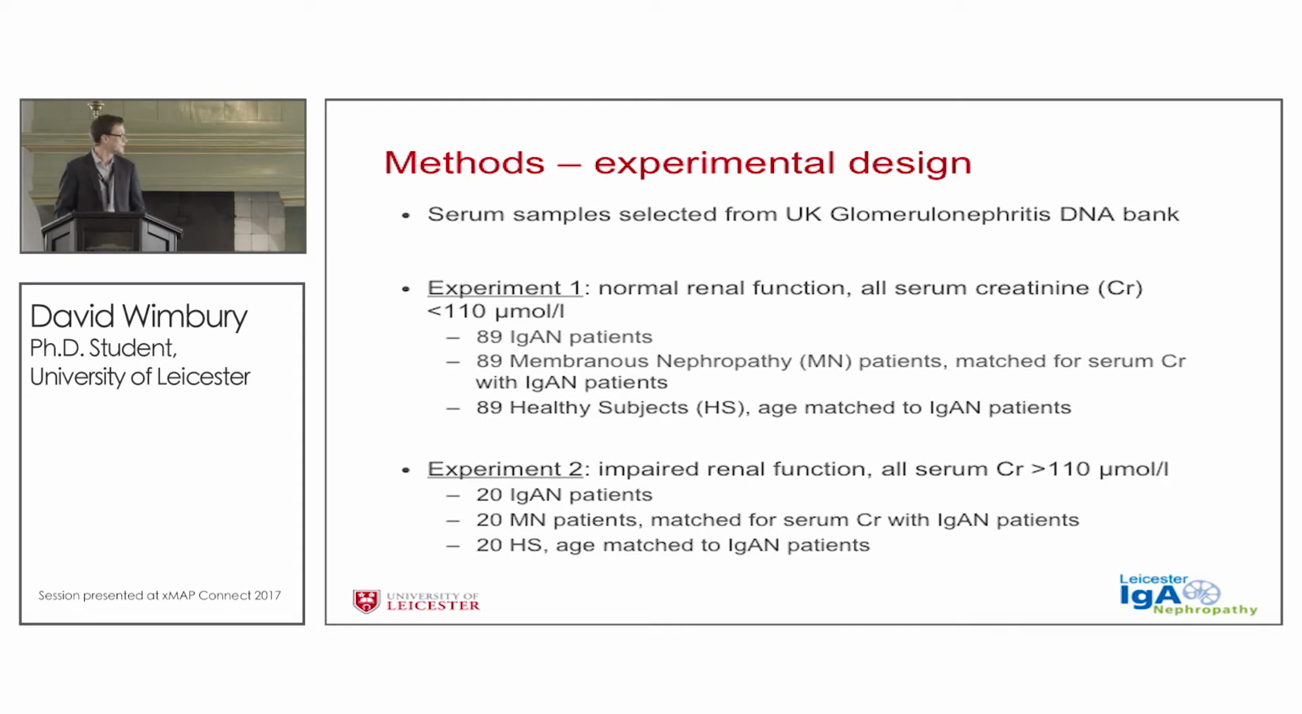For this study, we split into two experiments. The first was normal renal function, with a serum creatinine level of less than 110 micromole per litre. And we had IgA nephropathy patients, membranous nephropathy patients, which were matched for serum creatinine with the IgA patients, and healthy subjects, which were age-matched to the IgA patients, and there was 89 of each of these groups. The second experiment was impaired renal function. All the serum creatinine was greater than 110 micromole per litre. IgA nephropathy patients, membranous nephropathy patients, again matched for serum creatinine with IgA, and healthy subjects, again age-matched, and there was 20 in this group. Now, all of the samples were then randomised completely and run on the Luminex assay plates that we got.